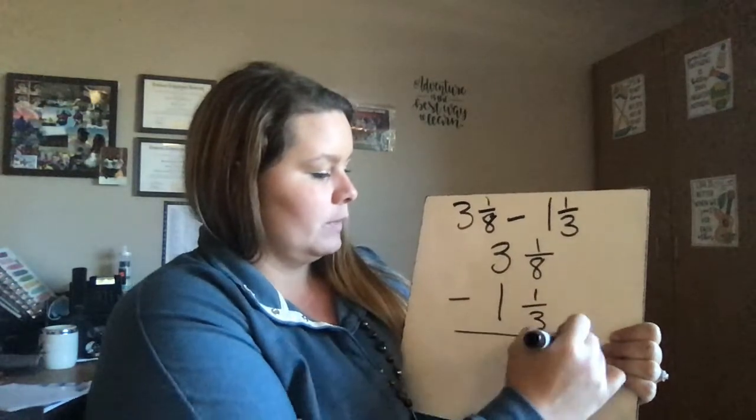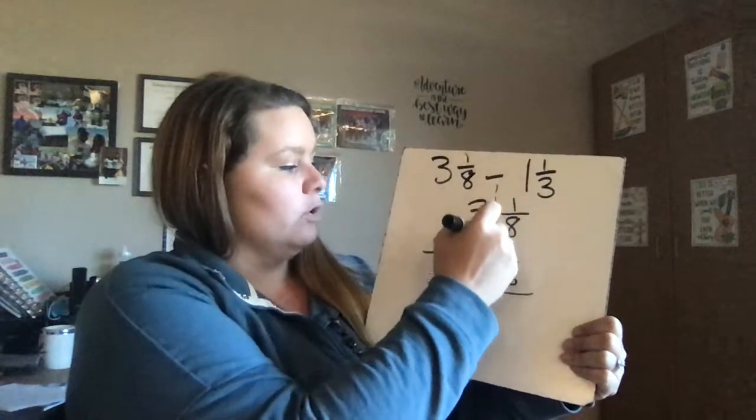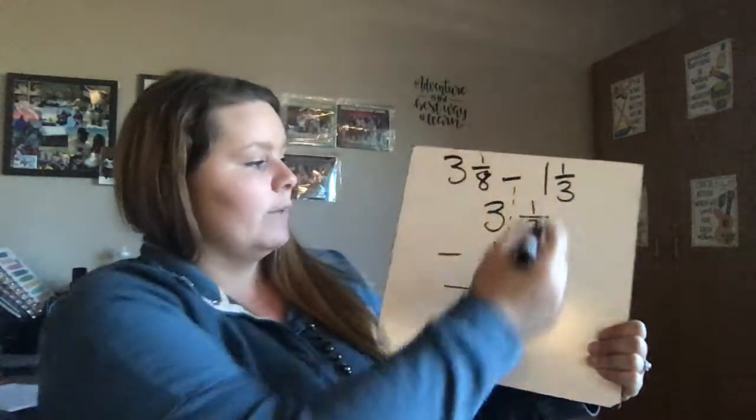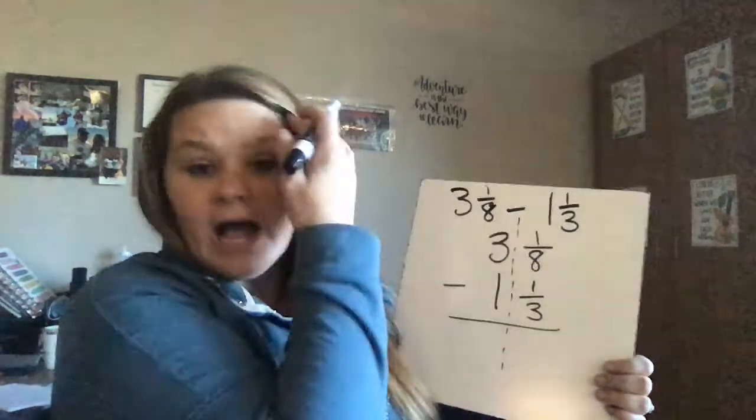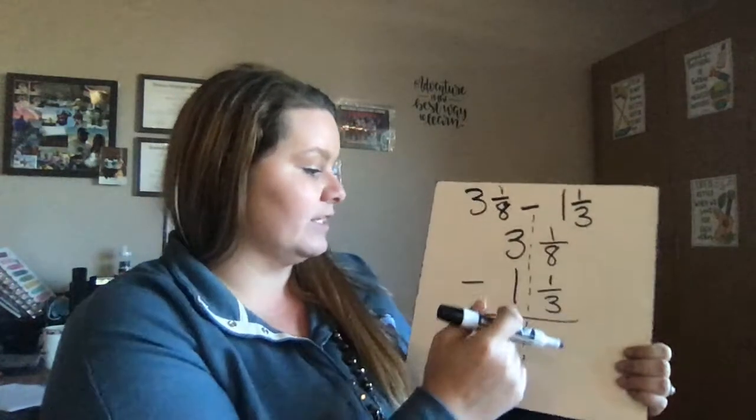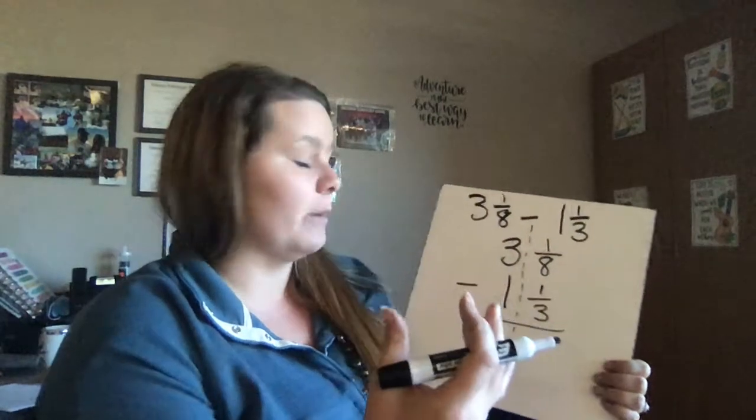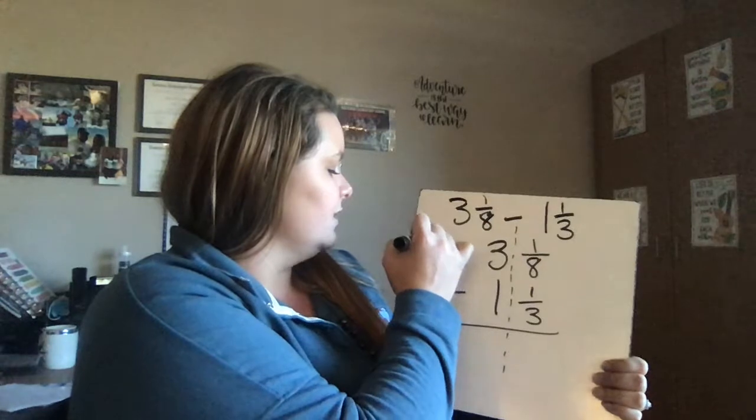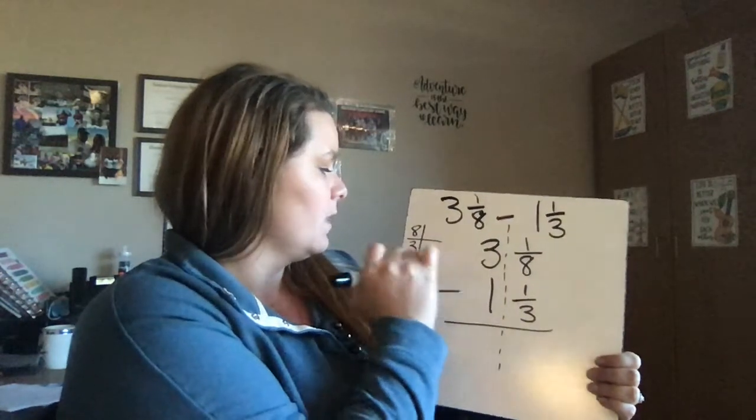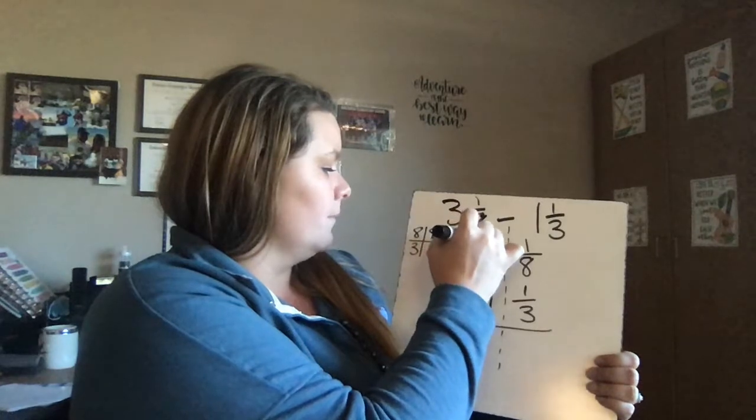Now I'm going to separate my whole numbers and my fractions for now. But I always need to start on the fraction part when I'm subtracting. First thing, I know I can't subtract 1/8 minus 1/3 because their denominators are different. So I need to make them have the same denominator first. Then I need to list my multiples and see what is the least common multiple of these numbers. And it's going to be 24.